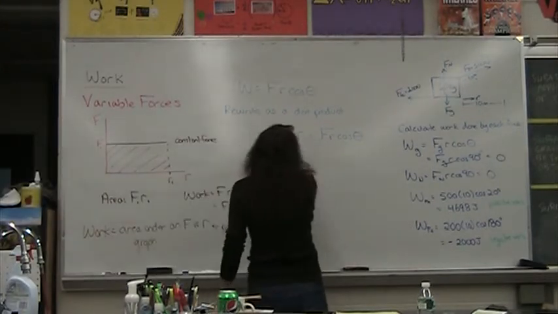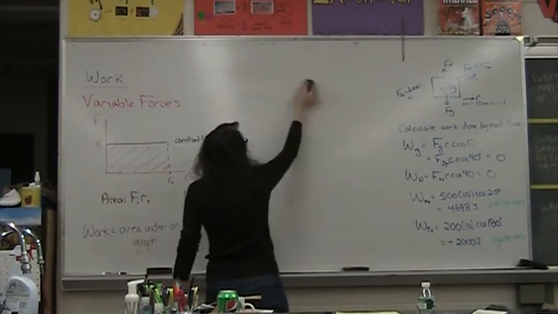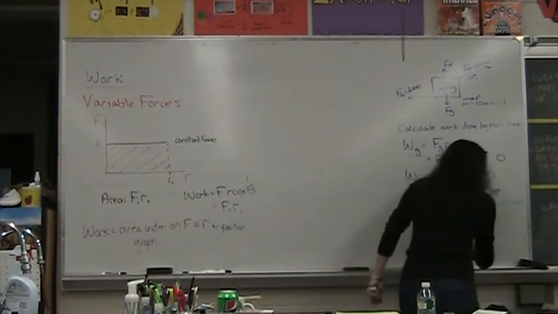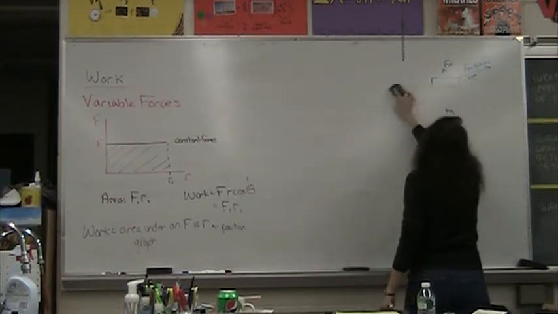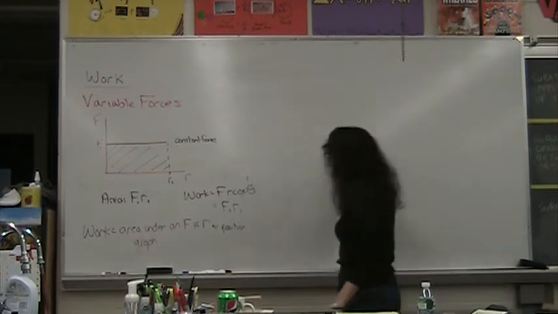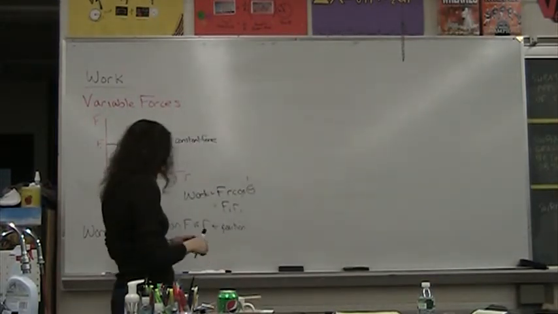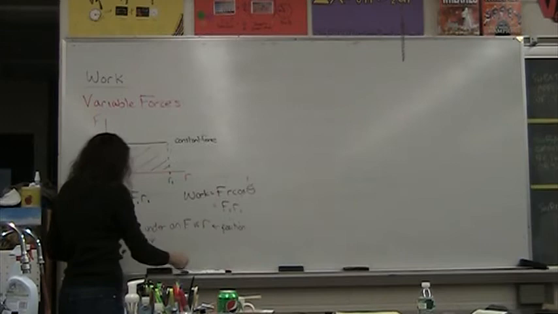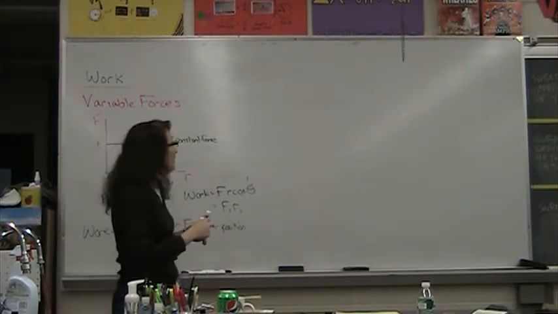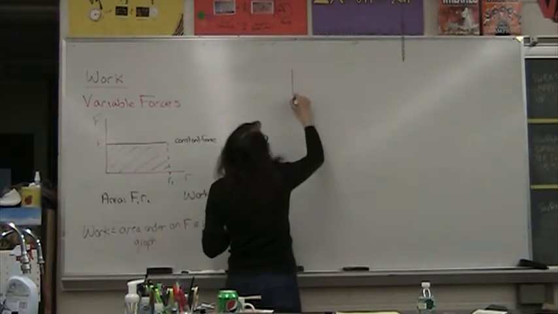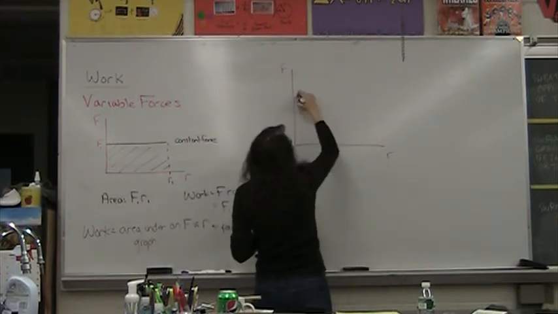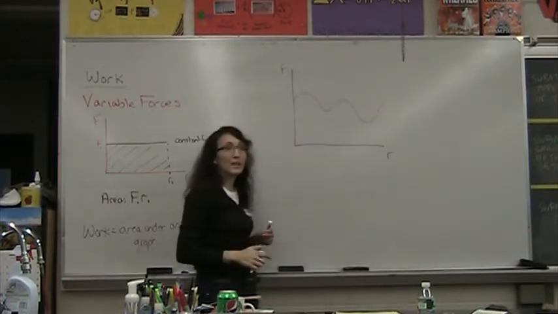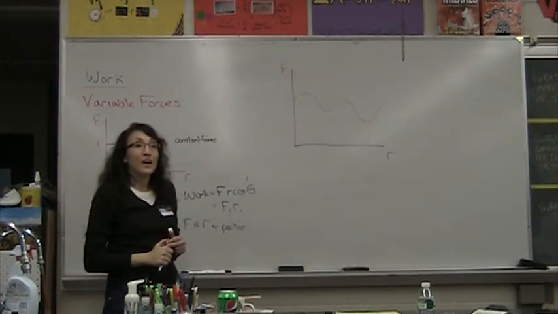Now we got to make things exciting, because we can't keep everything constant. Because sadly, our life isn't constant. Things are always changing, so forces included. So what if we had an F versus R graph and we had something crazy like that? You have to count the number of boxes inside the graph.